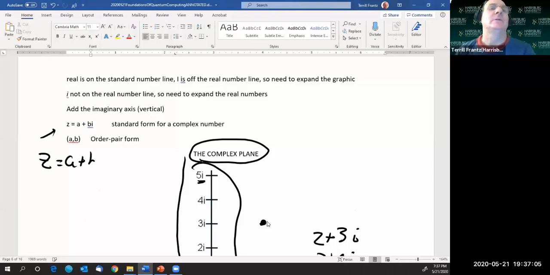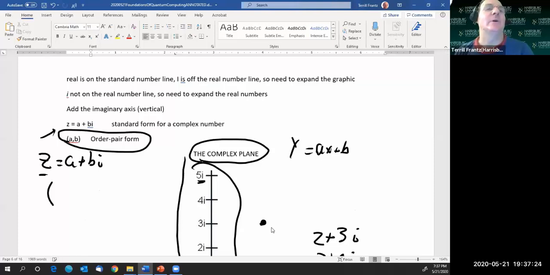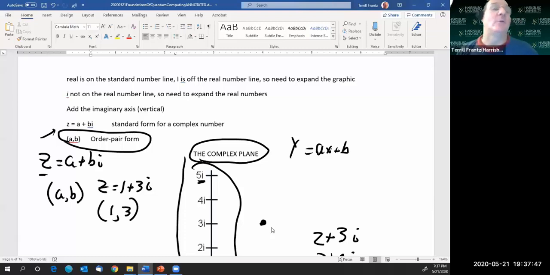Typically, again, it's written with z, just like we typically use y equals ax plus b for our normal algebra. But I also noticed in some texts that we also use the ordered pair form. I've seen that in more than one, so it's something to be aware of. What that means is if you have a complex number 1 plus 3i, sometimes in some settings it will be written or referred to as (1, 3). So don't get freaked out if you're reading about complex numbers and you start to see stuff like that in the ordered pair form.